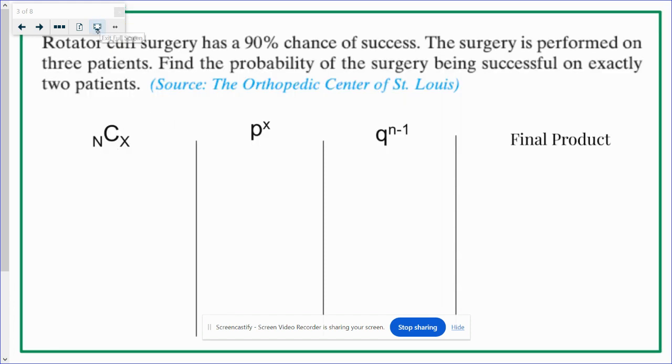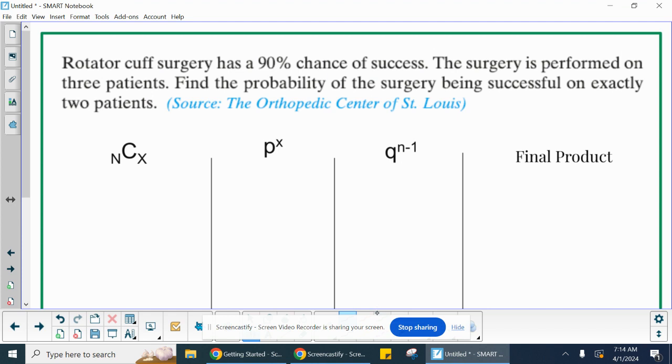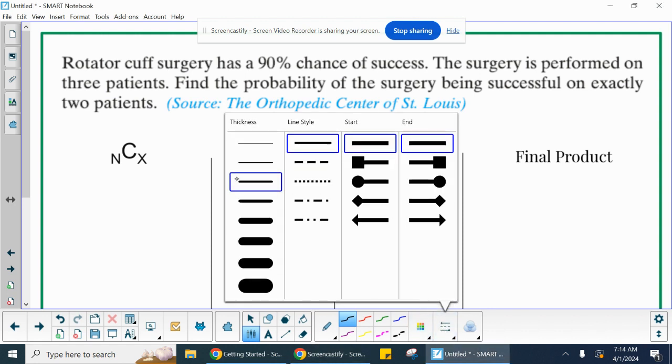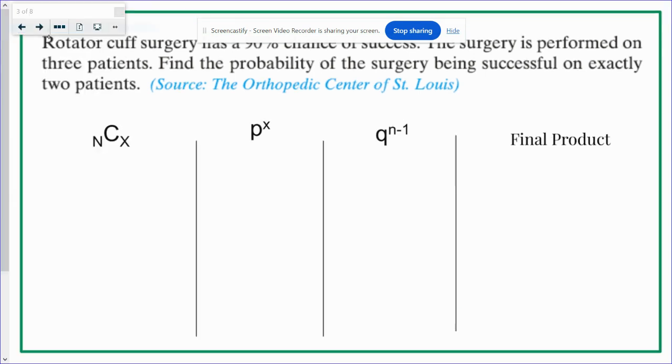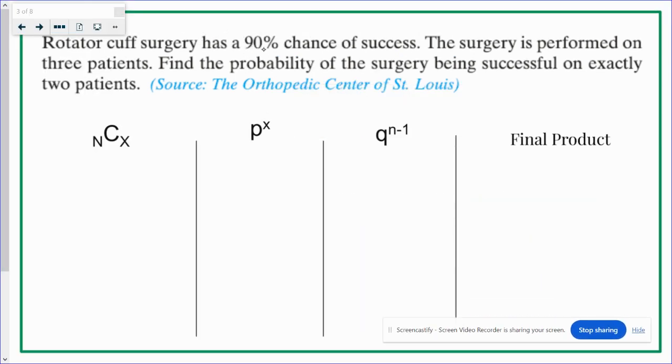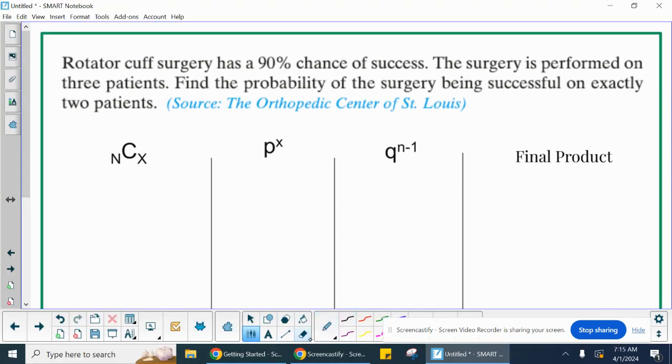Rotator cuff surgery has a 90% chance of success. The surgery is performed on 3 patients. Find the probability of surgery being successful on exactly 2 patients. First we need to identify our different things. So we have 90% success rate. That is our probability of success.